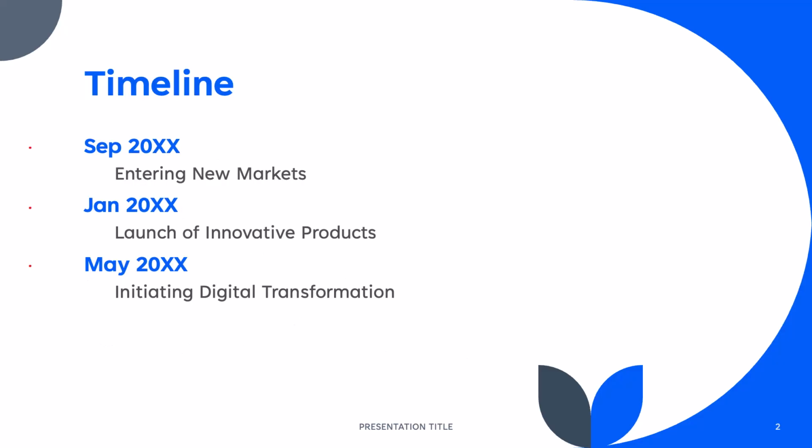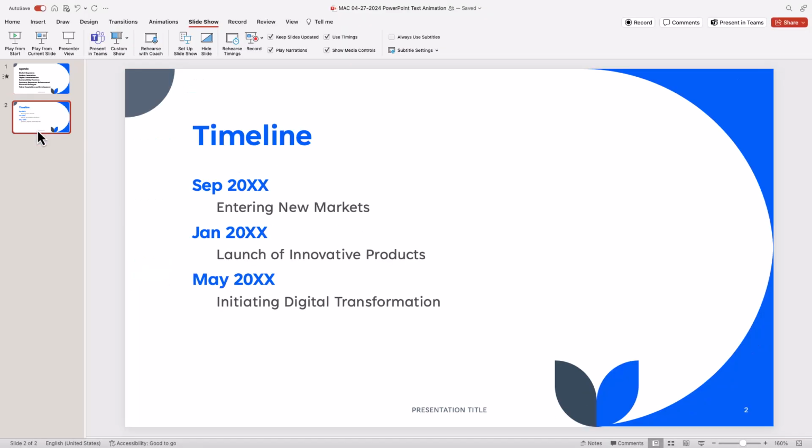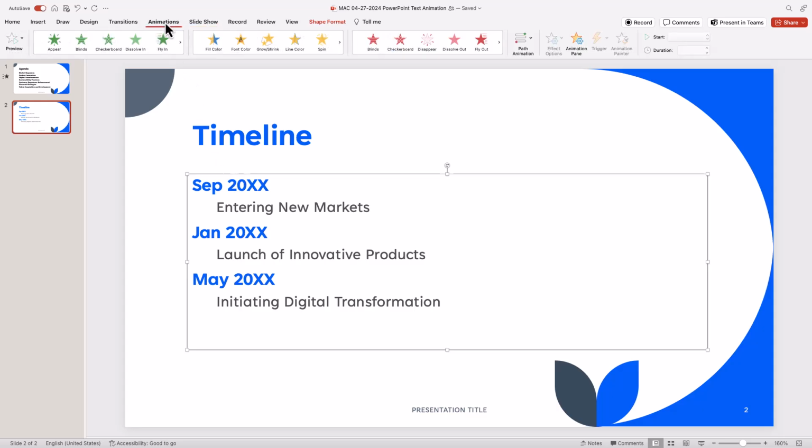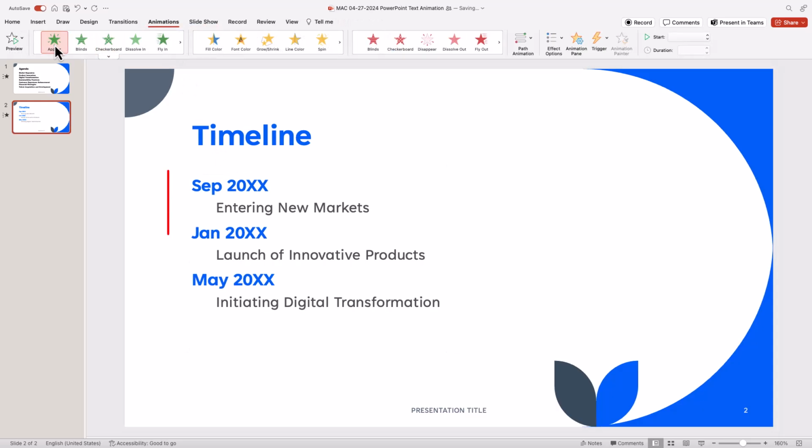Now this slide has a heading and a subheading. I'll hit Escape and I'll select this text box. I'll go back up to Animations. I'll choose Appear and notice how this time it grouped the heading and subheadings.